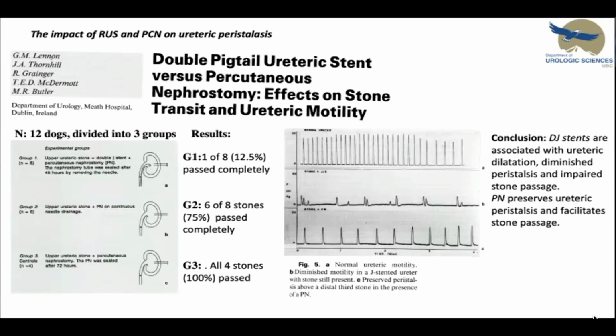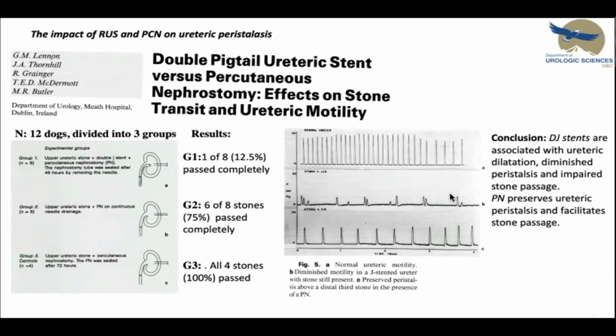We see here the results. In group 1, the stent group, 1 of 8 stones passed completely, while in group 2, 6 of 8 stones passed completely, which is the nephrostomy tube group, and in control group, all 4 stones passed. We see here this figure showed the normal ureteric motility.